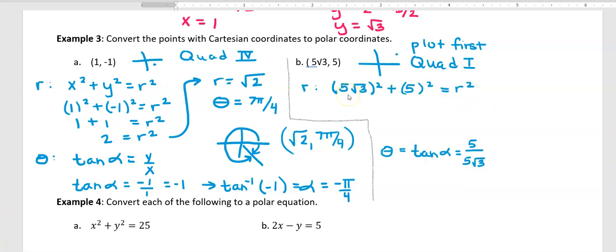So what I've done is set up our first one for our r value, and it would be our x value squared plus our y value squared is equal to our r value squared. So squaring this first one, we would get 25 from the 5 squared, and we would get 3 from the square root of 3 squared. And 25 times 3 is 75. So this first term would be 75. The second term would be 25, and that would equal r squared. So together we would have 100 is equal to r squared, which is telling us that our r value is really 10. So our radius is 10.